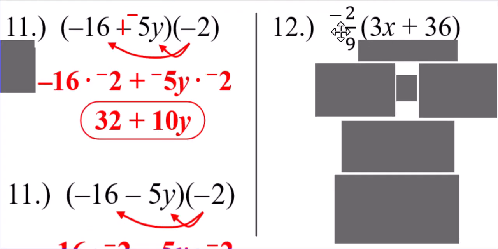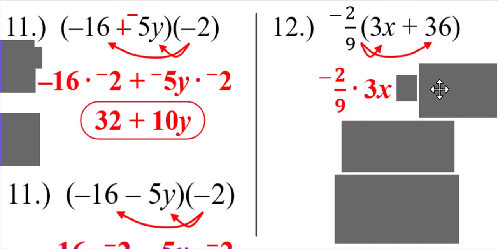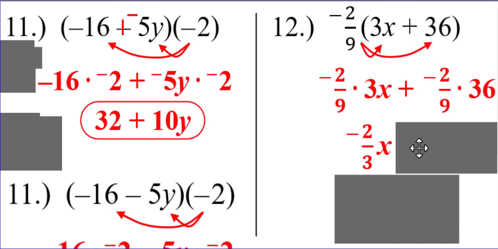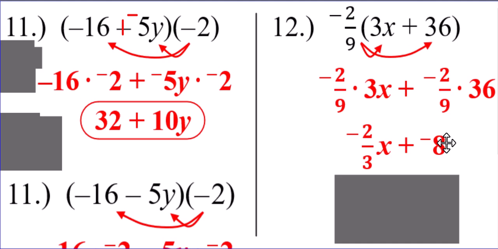Problem number 12. The multiplier is negative 2/9. We're going to distribute that to both the 3x and to the 36. Keep the plus sign in between. Negative 2/9 times 3 is still a fraction, negative 2/3 x, plus, this one you can do without a calculator. 36 divided by 9 is 4, times negative 2 is negative 8.